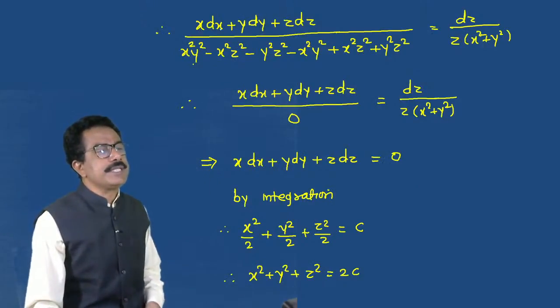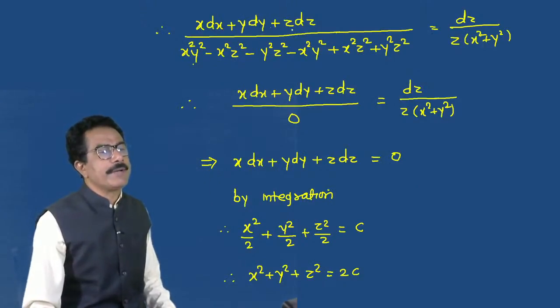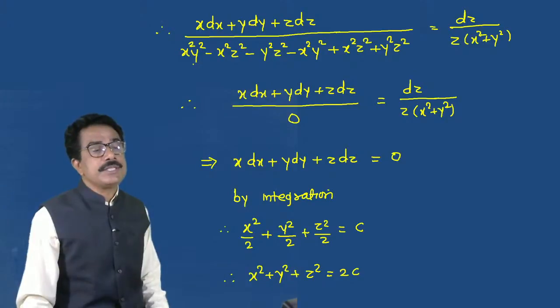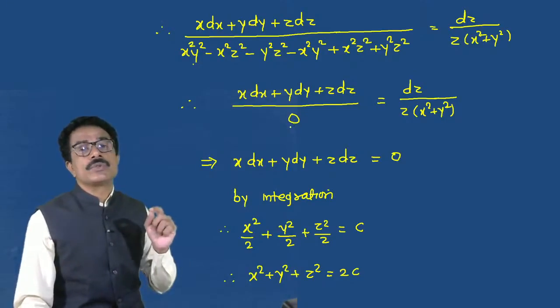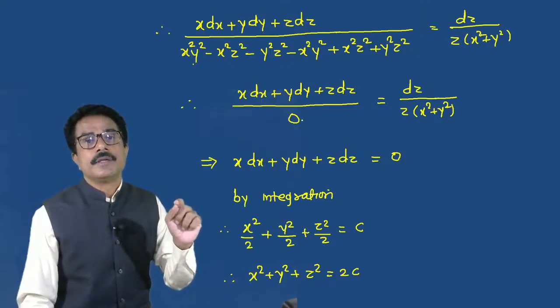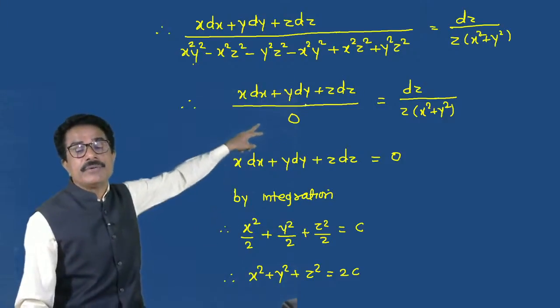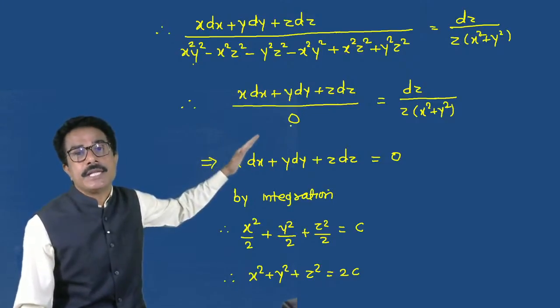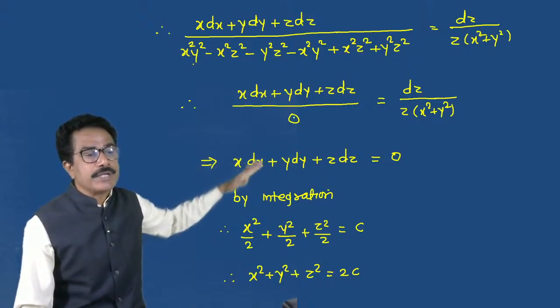That will be x dx plus y dy plus z dz. Then all the terms of the denominator will be 0. Actually, this is a denominator which goes to 0, but the meaning of this is not equal to infinity. Remember, in the auxiliary equation this does not mean infinity. So this ratio will be 0.